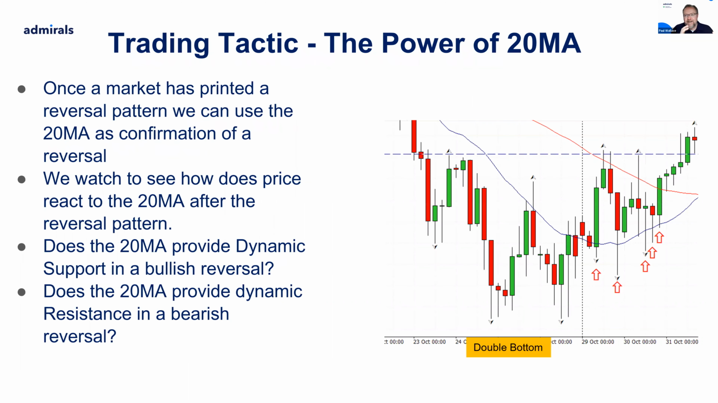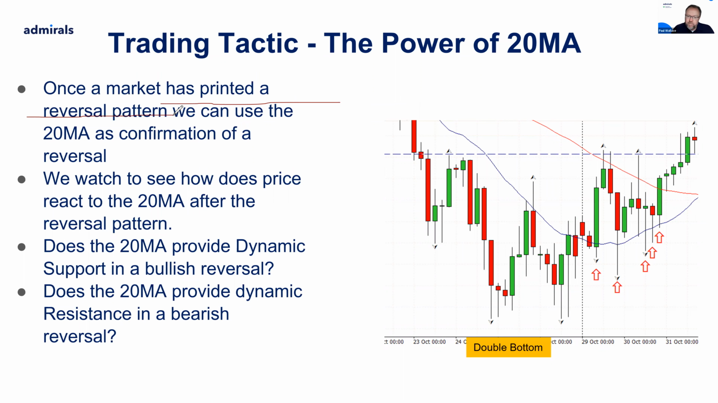That was just a quick introduction to moving averages, because I appreciate there are people who are completely new to trading. But let's in particular talk about the power of the 20 period moving average. How do we use it to understand a reversal? Very often, once price has been in a trend and that trend is coming to an end, the market will print a reversal pattern.